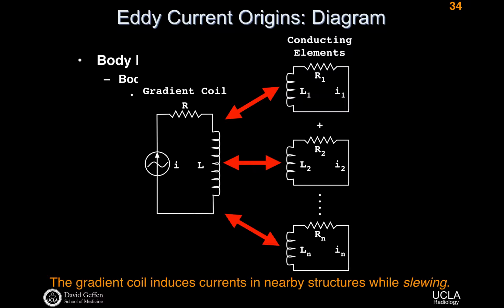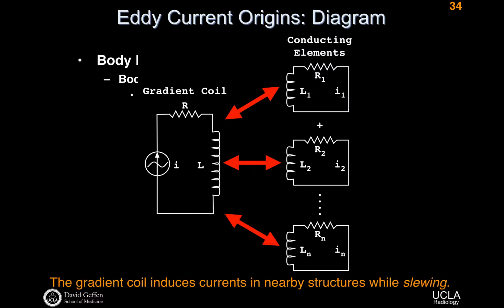What conducting elements am I talking about? Well, it could be the cryostat that contains all the liquid helium, right? It can be other shim coils that maybe aren't actively turned on, but they're still conducting structures. It could be the coil that you're using to image the patient. It could be all kinds of things, right? There's, for better or for worse, a lot of conducting structures. So these could be any number of different conducting structures.